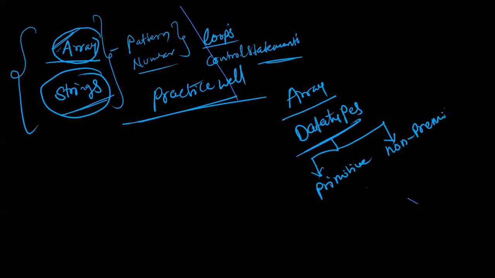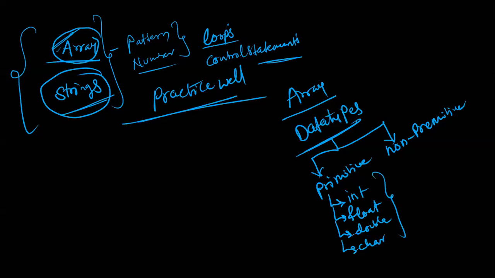Okay, there are two types: primitive and non-primitive. Already we discussed primitive data types. Primitive data types means the basic data types, that are int, float, double, or character. We represent the data using these, and these are the primitive data types.